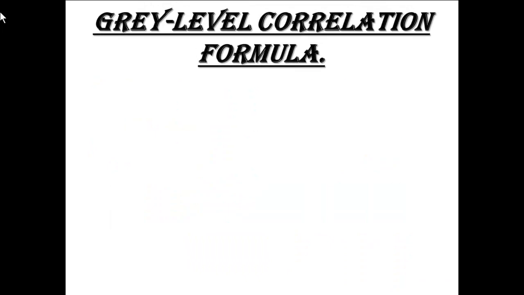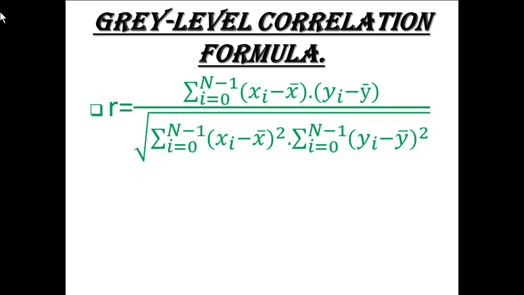Gray level correlation formula: R equals the summation from i equals 0 to n minus 1 of (xi minus x bar) times (yi minus y bar), divided by the square root of the summation from i equals 0 to n minus 1 of (xi minus x bar) whole squared, into the summation from i equals 0 to n minus 1 of (yi minus y bar) whole squared.